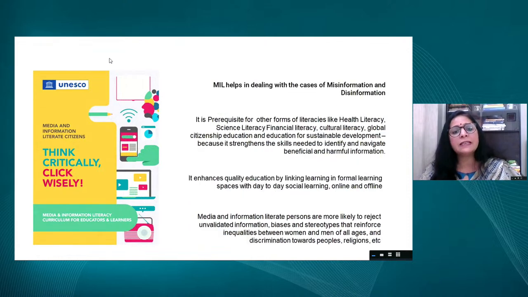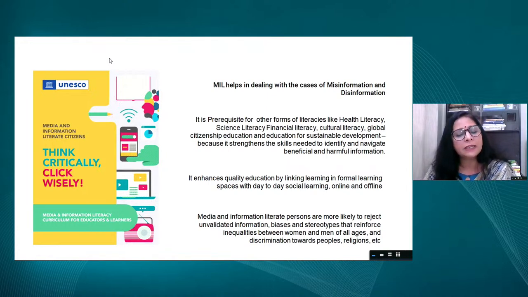It was mentioned that it will help a lot in dealing with cases of misinformation and disinformation. Tomorrow we'll have a lot of time to talk about this in detail, how media literacy can help in fighting misinformation and disinformation. This is also a prerequisite for other literacies. For example, health literacy, financial literacy, science literacy: we're all talking about engaging with information, and having certain skills so that we can identify and navigate beneficial and harmful information. So whatever literacies you're talking about, it actually starts with information literacy.